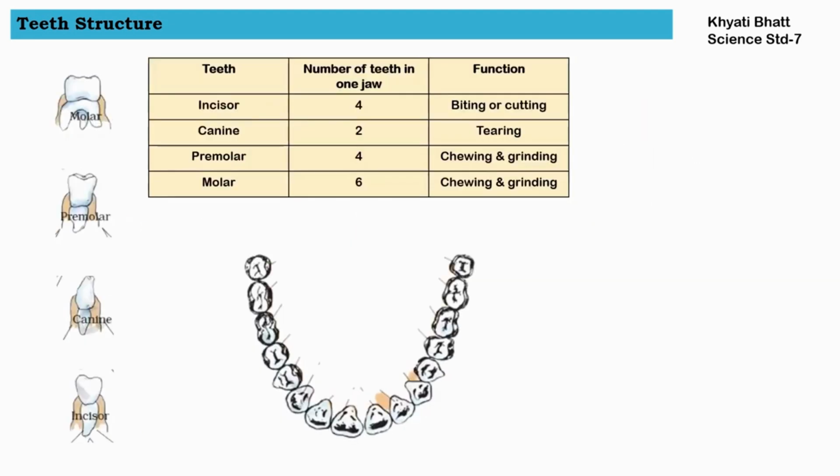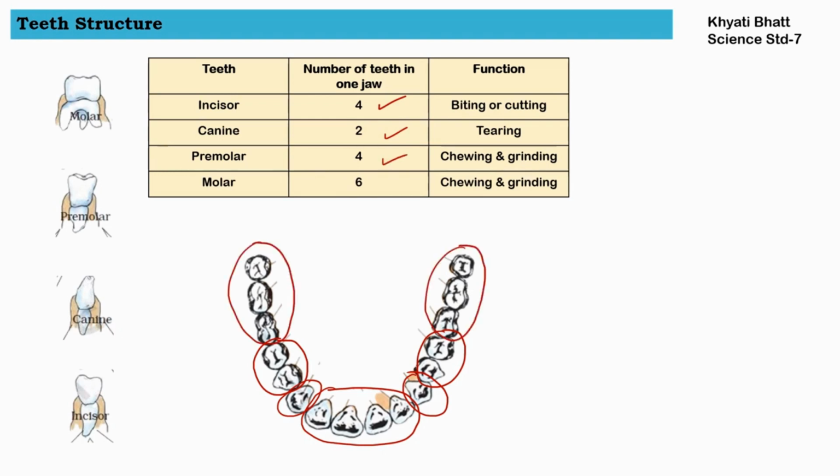Let us understand as per their function. There are 4 incisors, and their function is biting or cutting food. Then comes the canine. On either side one canine will be there, so there will be 2 canines, and we use these teeth for tearing. Then comes the premolar. On either side 2 premolars will be there, so 4 premolars in total. Premolar and molar teeth function is chewing and grinding.